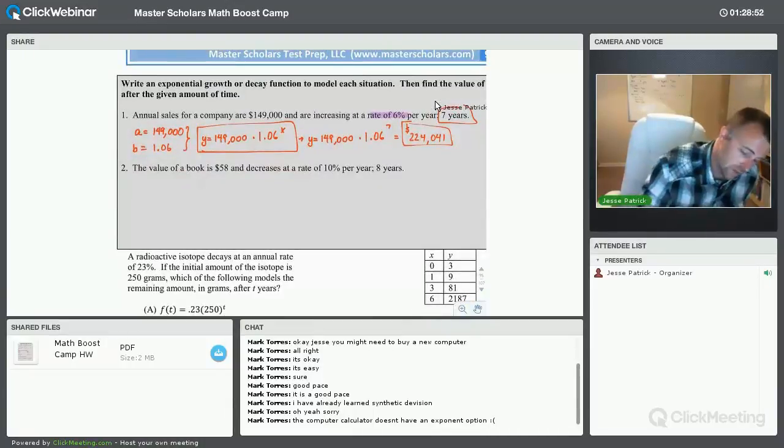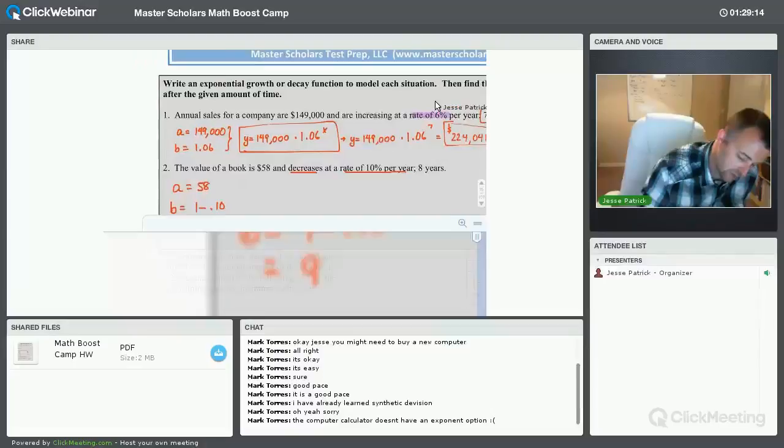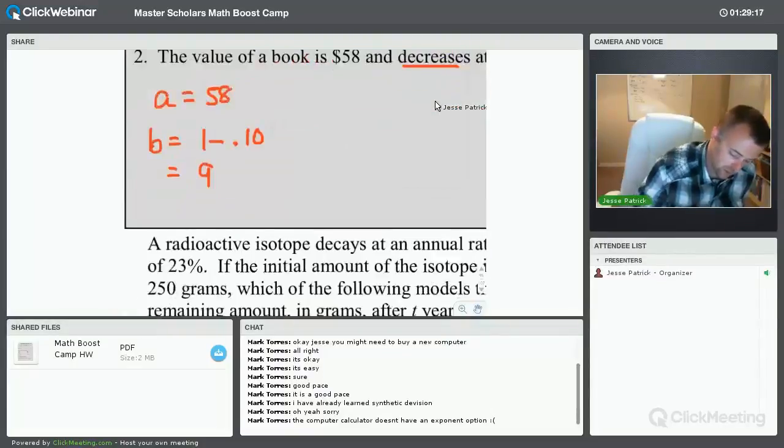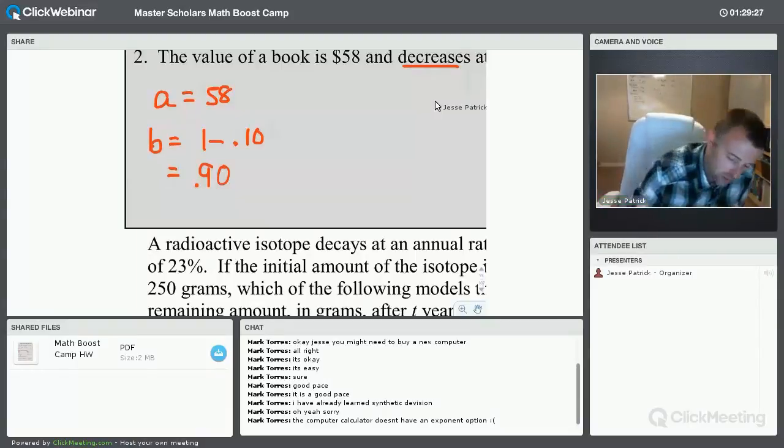Value of the book is currently initial value $58. Now it's going to decrease. We're decreasing at a rate of 10% per year. So in this case, A is $58. That's your initial value. But B is going to be 1 minus 0.10. Again, you're decreasing. You got to subtract that from 100%. So that means you're going to be left with 90%. I'm putting 0.90 just so you know it's 90%. You can just write 0.9 if you wanted. B is going to be 0.9. Every year you're going to have 90% of what you had the year before.